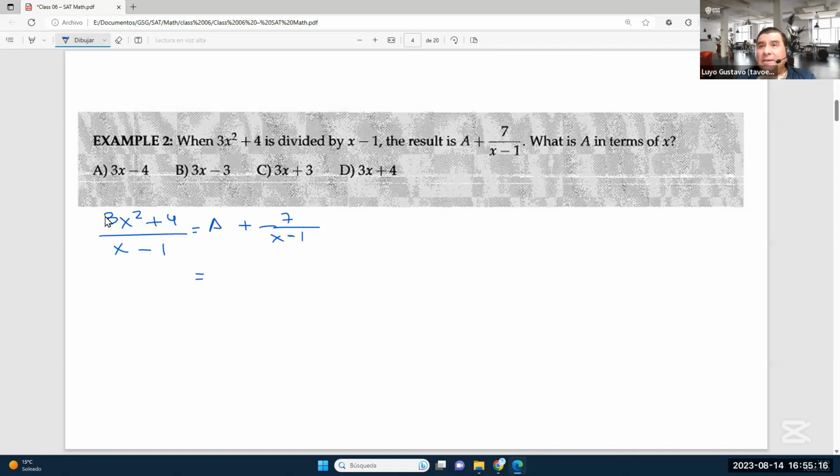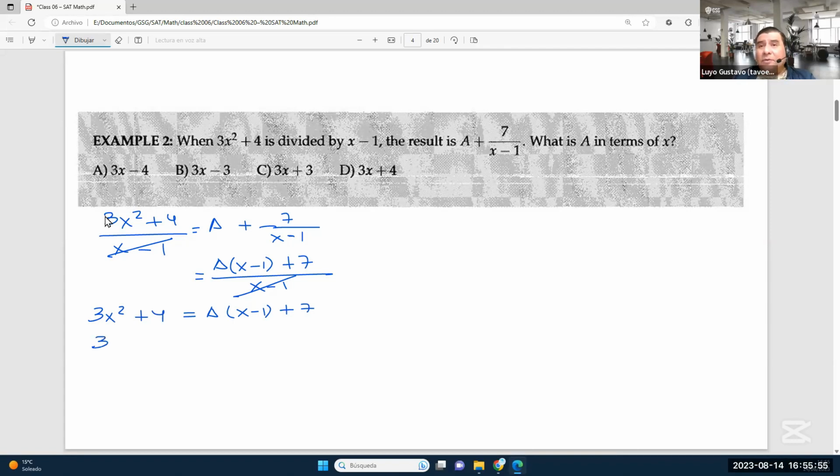So let's give common denominator. And this is it. I have now two fractions on both sides of this equality. So if the denominators are the same, it follows that the numerators must be the same. 3x squared plus 4 must equal a times x minus 1 plus 7. So what is a? Well, isolate a.